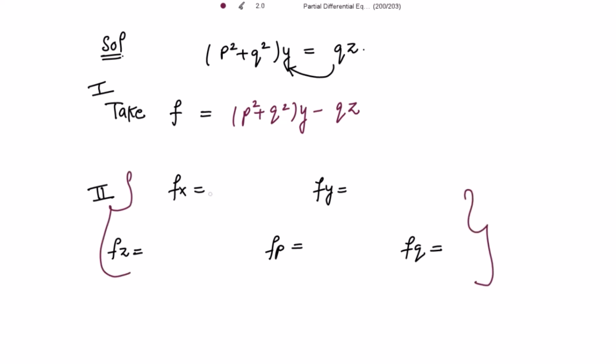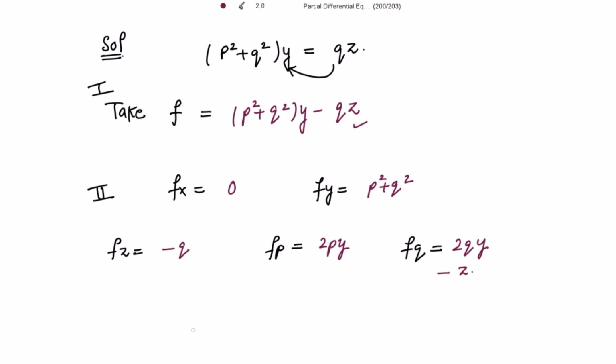So what is fx? It is the derivative of f with respect to x. Because there is no x here, the derivative of f with respect to x is 0. Fy, now differentiating f with respect to y. So this is p square plus q square. And fz, differentiating f with respect to z, I am having here minus q. Then fp becomes 2py and fq is equal to 2qy minus z.